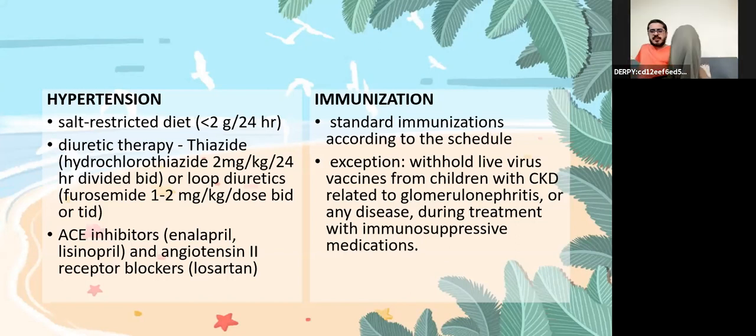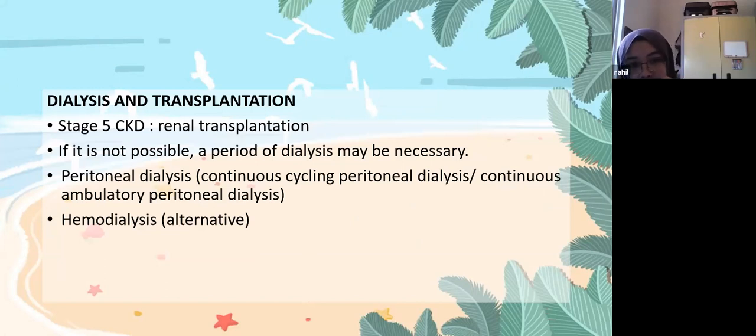Okay. And then lastly, for dialysis and transplantation. In stage 5 CKD, the optimal management is renal transplantation. But it is quite difficult to get this procedure done, because children need a minimum of 10 kilograms of weight before transplantation in order to avoid renal thrombosis. But if transplantation is not possible, we need to do dialysis. There are 2 types of dialysis: the first is peritoneal dialysis and then hemodialysis.